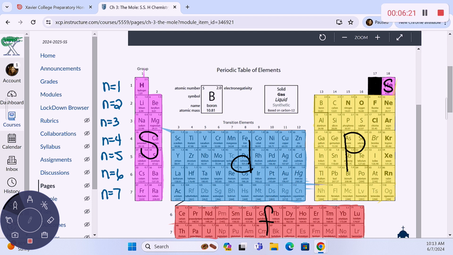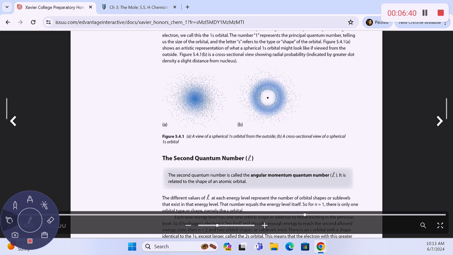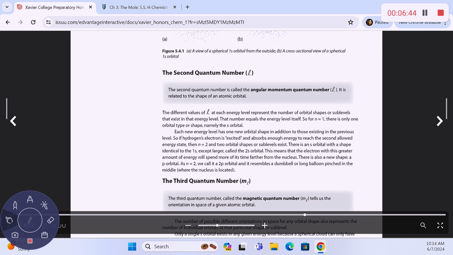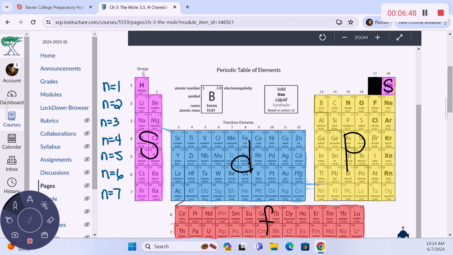Okay, so the n's are part of the course, but the additional quantum numbers are going to be bonus on your test, okay? So you still need to know S, P, D, and F, but I'll explain. After the n in your book, it goes to the second quantum number L, which is what I have coded for you on the periodic table. I just haven't labeled it that way.